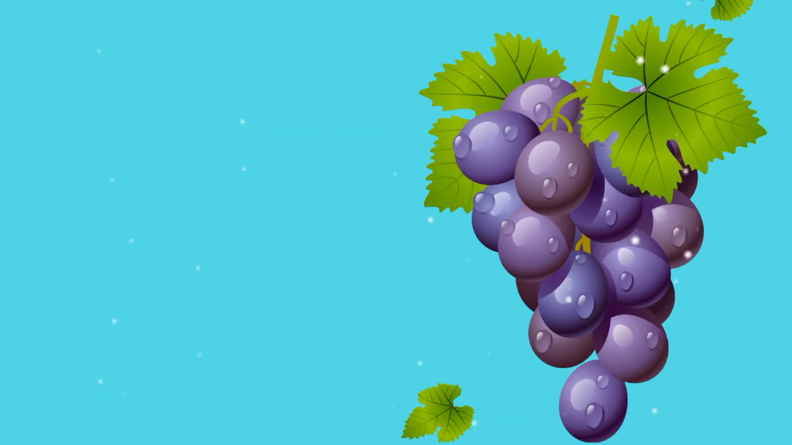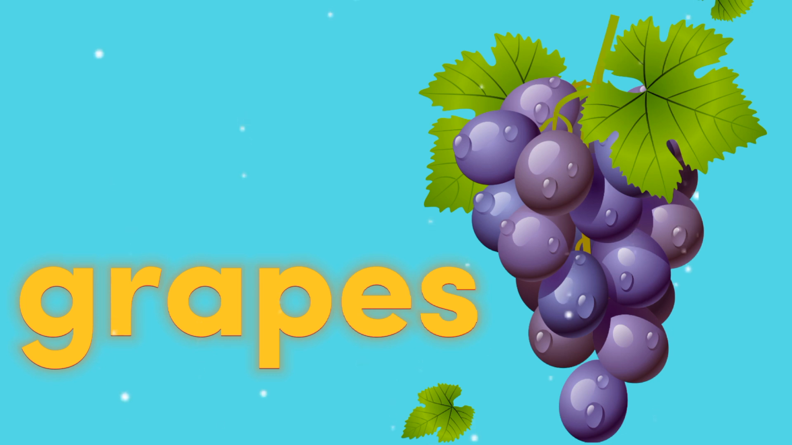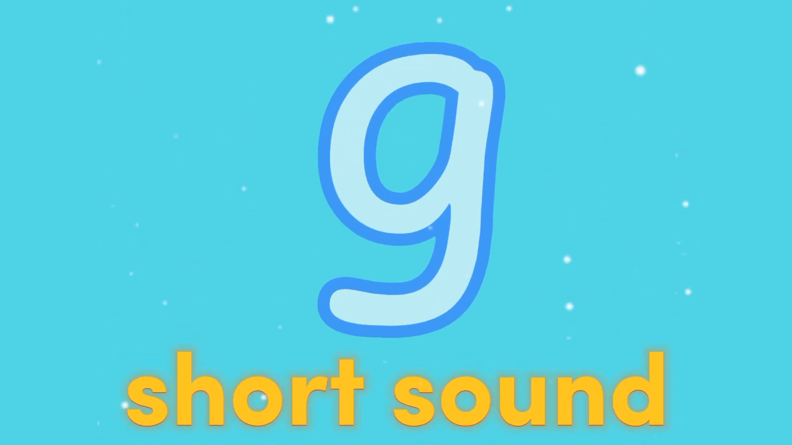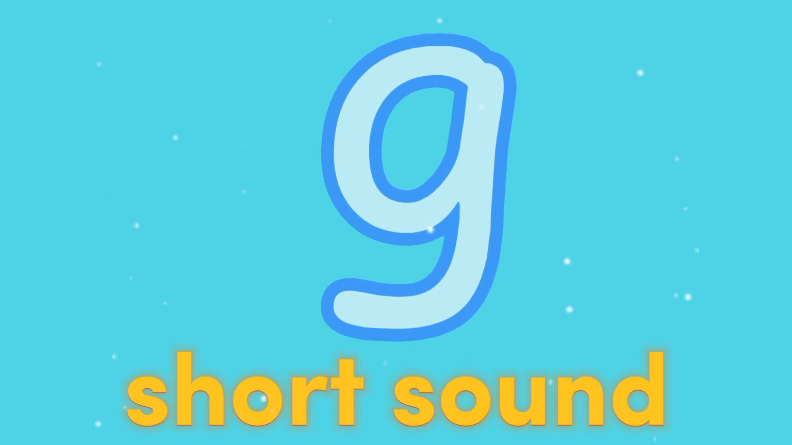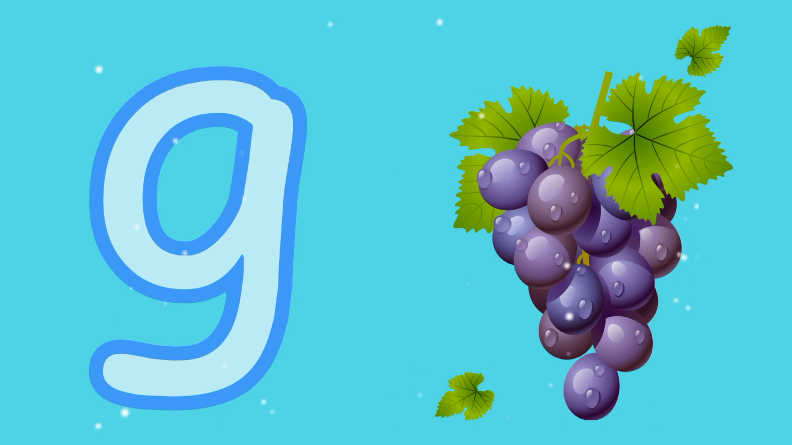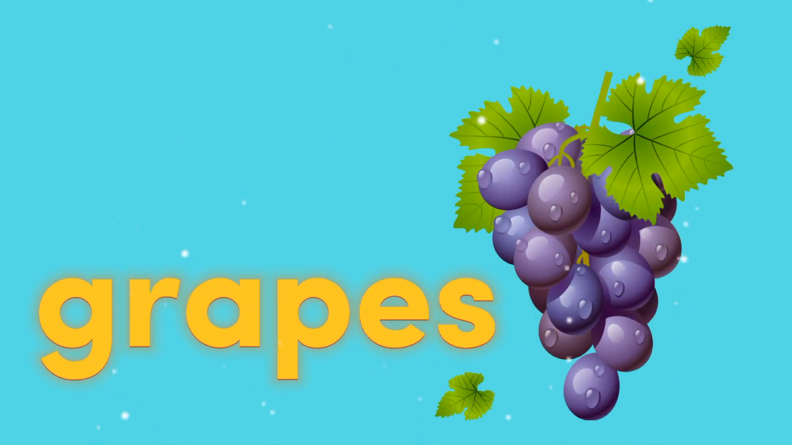Now look at the picture. This is a fruit. They grow on vines. It's called grapes. They can be dried as raisin, currants, and sultanas. Grapes. It begins with the letter G. It begins with the short sound G. I'm sure you're going to hear more about it.